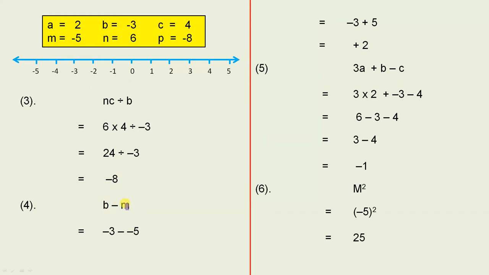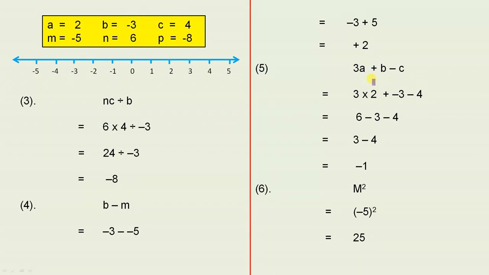b minus m. Now b is minus 3 and m is minus 5. So it's minus 3 minus minus 5, which is really minus 3 plus 5 because two minuses give you a plus. So it's minus 3 plus 5. So if we put our counter on minus 3 and we move 5 places to the right, 1, 2, 3, 4, 5, and the answer is plus 2.